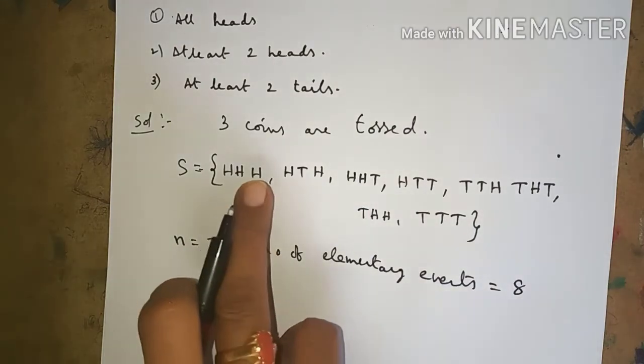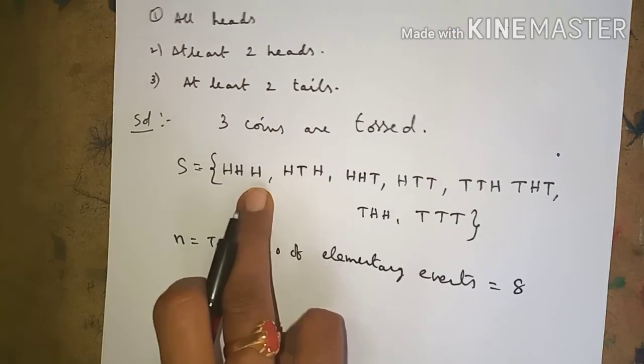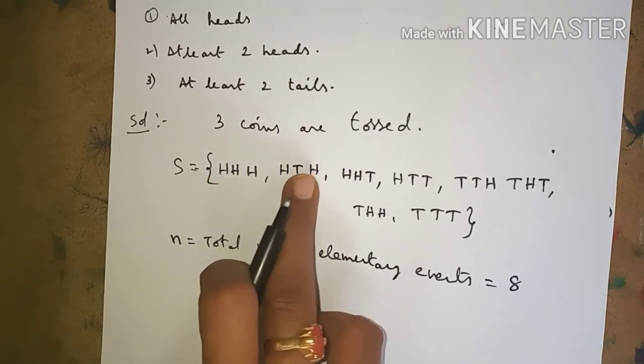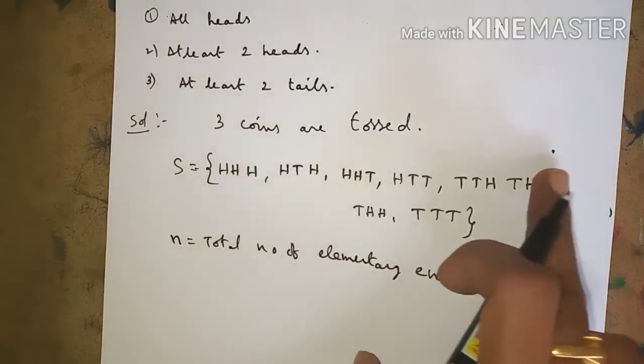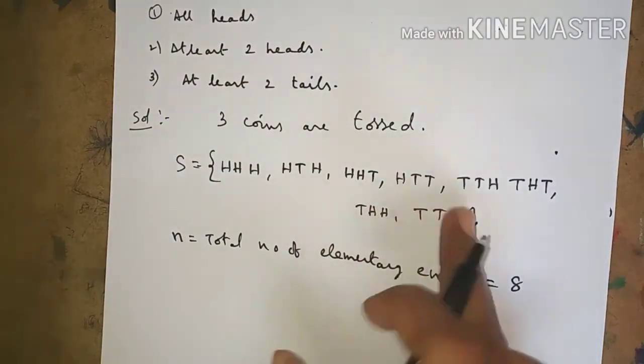If you toss 3 coins, you will get such a sample space of 8. H, H, H means first coin, second coin, third coin. H, T, H: first coin, second coin, third coin. H, H, T: first coin, second coin, third coin. The sample space is like that: 1, 2, 3, 4, 5, 6, 7, 8.